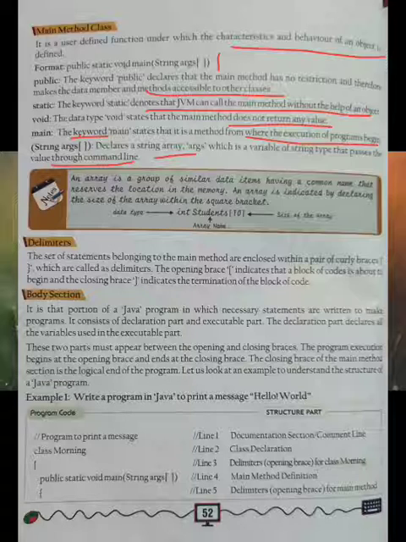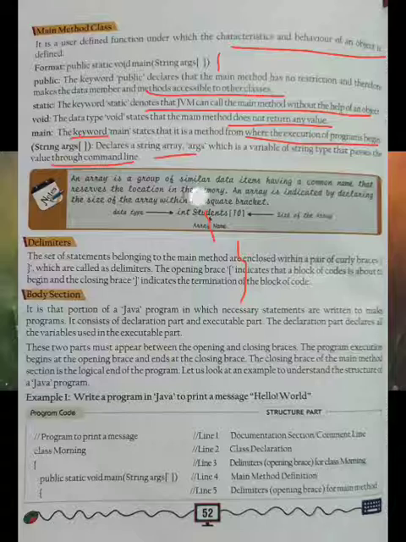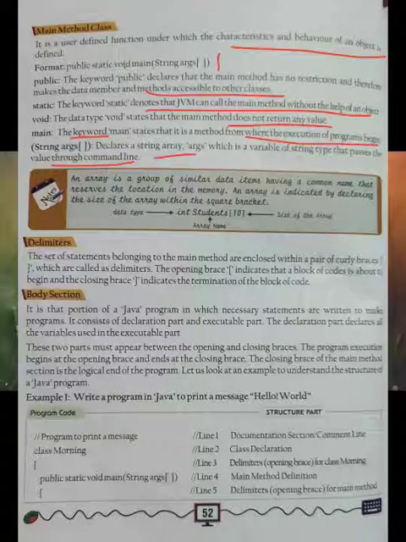Next is delimiters. Delimiters are a pair of curly braces, one for opening and another for closing. The set of statements belonging to the main method are enclosed within a pair of curly braces.